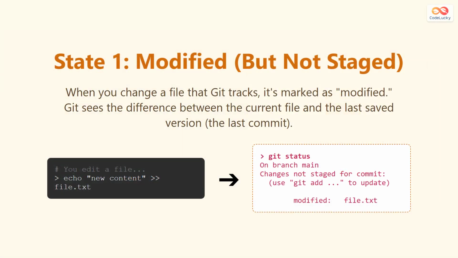A file enters the modified state as soon as you change it. Git compares the current file in your working directory to the last version it has stored in its database from the most recent commit. If you run the git status command, Git will helpfully report that the file has been modified but is not yet staged for the next commit.